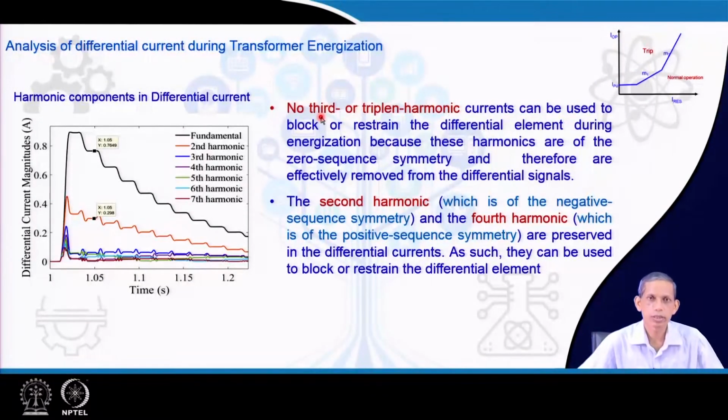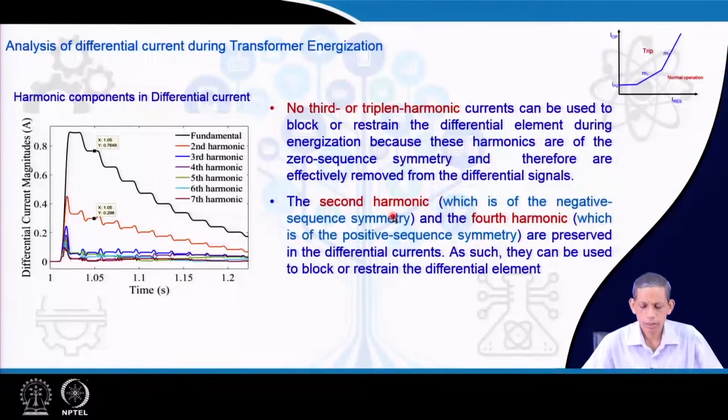But the issue in the differential relay is that third harmonic or its multiples cannot be used to block or restrain the differential relay for inrush current, because these triple harmonics are equivalent to zero sequence symmetry. In computing the differential current we subtract the zero sequence component, so they will also be eliminated in the process. So, third harmonic or its multiples cannot be used for distinguishing the inrush situation in differential relay application.